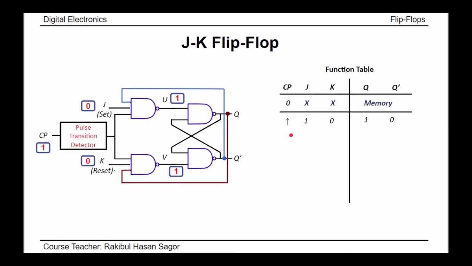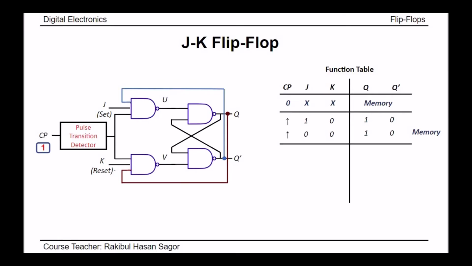So for clock pulse triggering, what was my previous value? Previous value is 1 0. It's not that the value is 1 0 because it's set; rather, my previous value was 1 and 0. That's why the next value will also be 1 and 0. So for 0 0 input, it will hold the previous value. The previous value of q was 1, so it's continuing. The previous value of q prime was 0, so it's continuing. So this will act as memory.